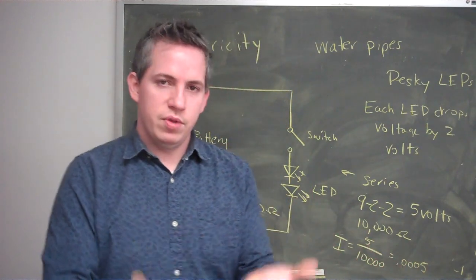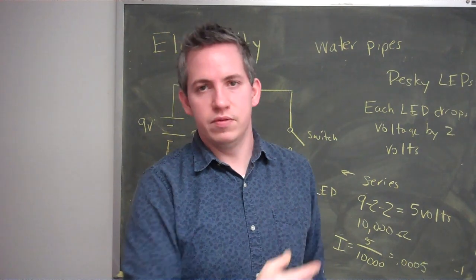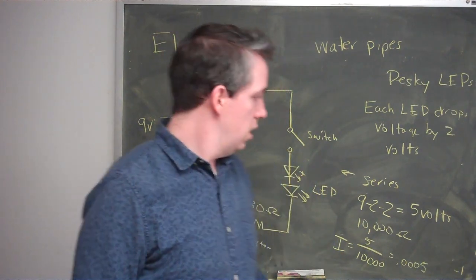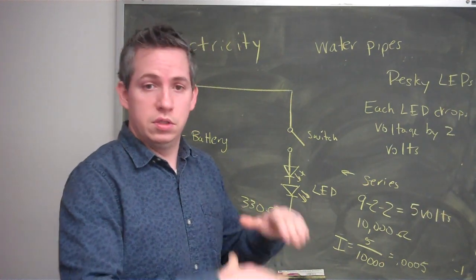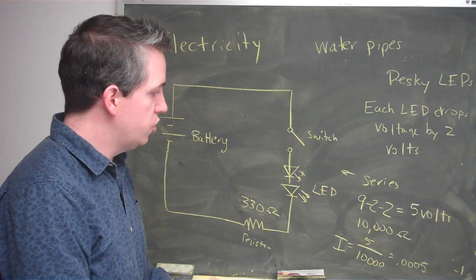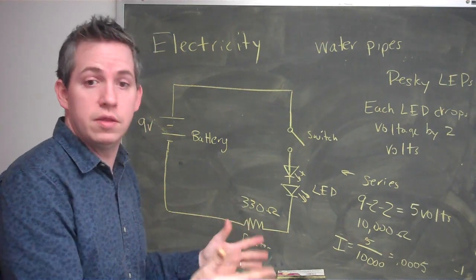Now the difference between 0.5 milliamps and 0.7 milliamps, not that big of a difference. In fact, you might not even have been able to tell that one was lighter than the other. But it was. It was a little bit dimmer than the other one. So this is what we have for series circuits in Ohm's law.